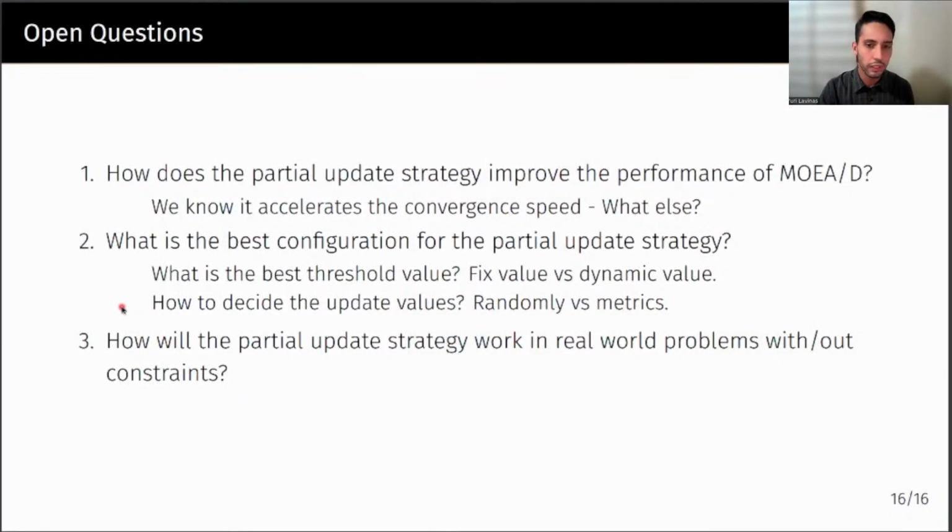I think the last question, number 2, is related to that, because instead of sampling from a uniform distribution, we might want to use some metrics that evaluate how the algorithm is behaving.